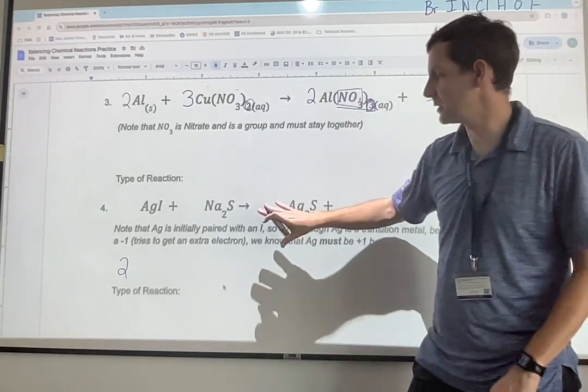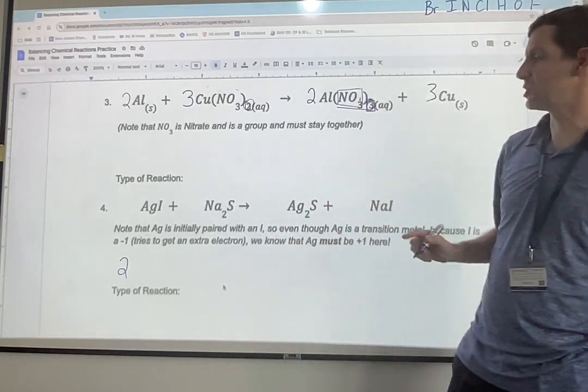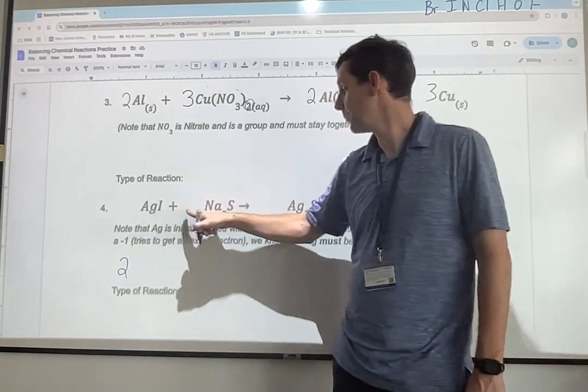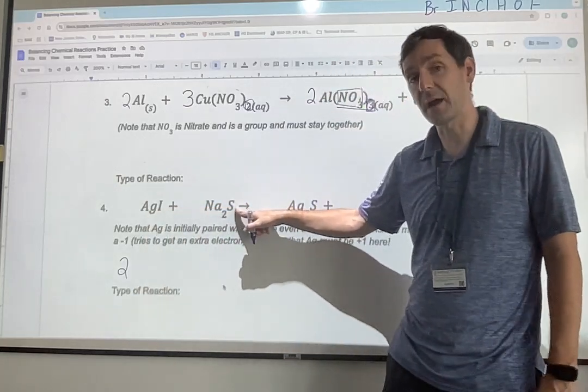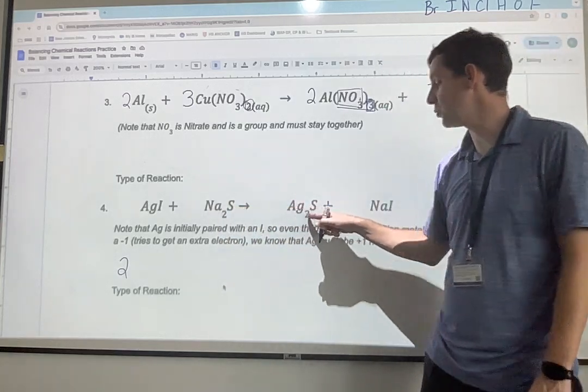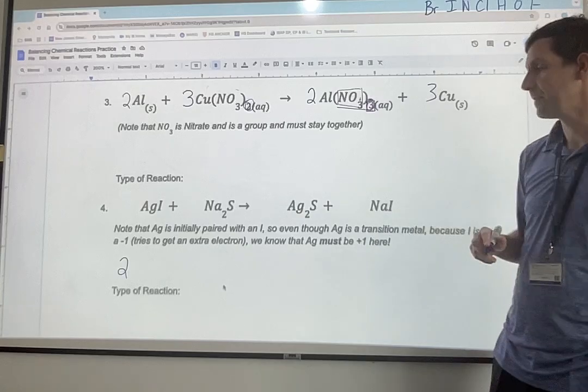Now, let's move on to this one. So we have silver iodide, AgI, plus sodium sulfide, Na2S, and then it switches to Ag2S and NaI.